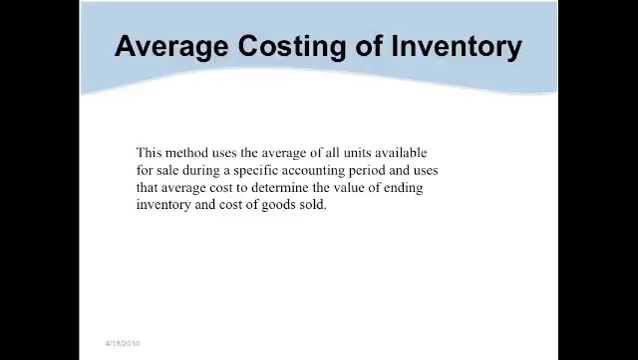Average costing uses the average of all units available for sale during a specific accounting period and uses that average cost to determine the value of ending inventory and cost of goods sold. Average cost is computed by dividing the total cost of goods available for sale by the total units available for sale.